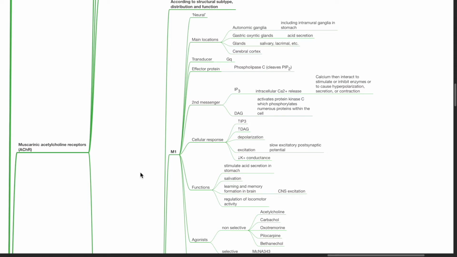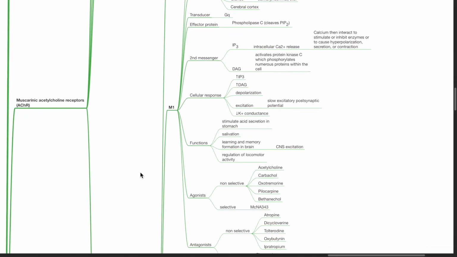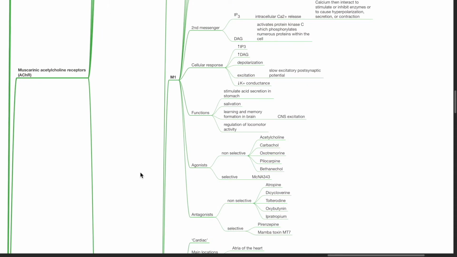Cellular response upon M1 activation is increased IP3, increased DAG, depolarization, excitation, slow excitatory postsynaptic potential, and reduced potassium conductance. Functions of M1 include to stimulate acid secretion in the stomach, salivation, learning and memory formation, and regulation of locomotor activity. Non-selective muscarinic agonists include acetylcholine, carbachol, oxotremorine, pilocarpine, and bethanechol.